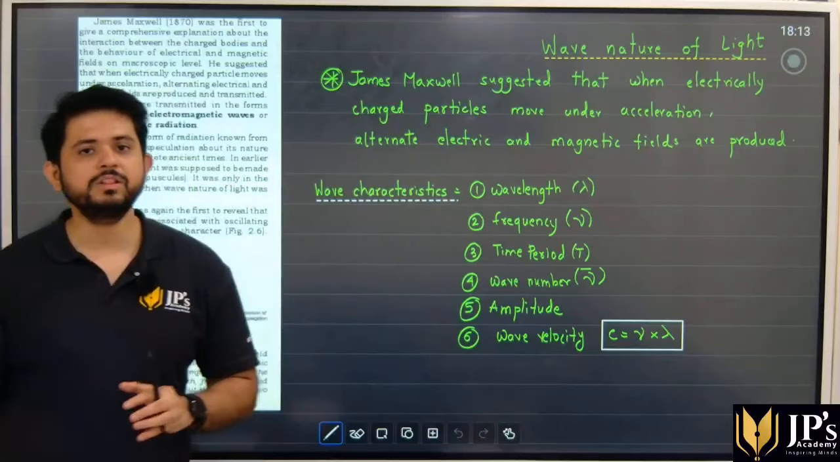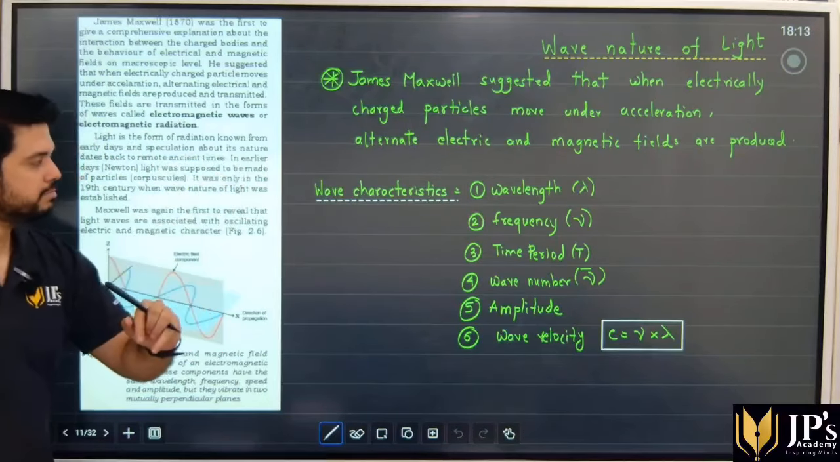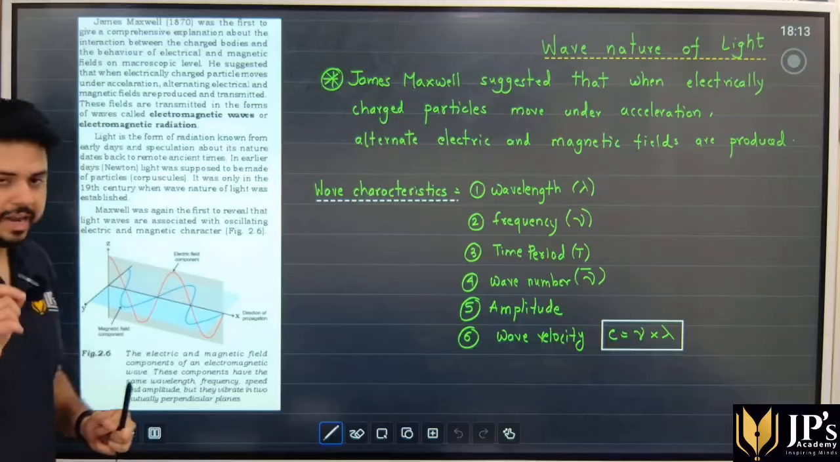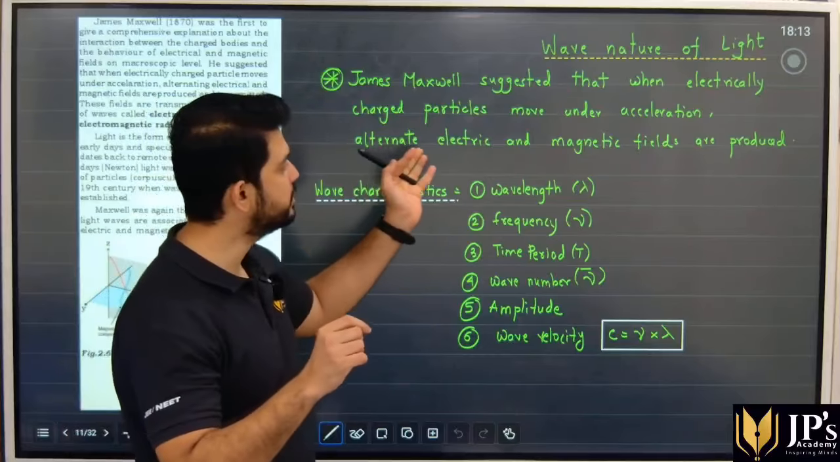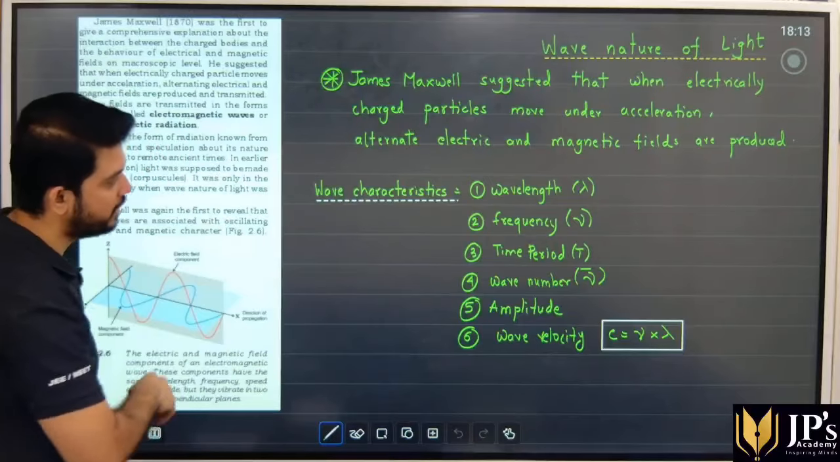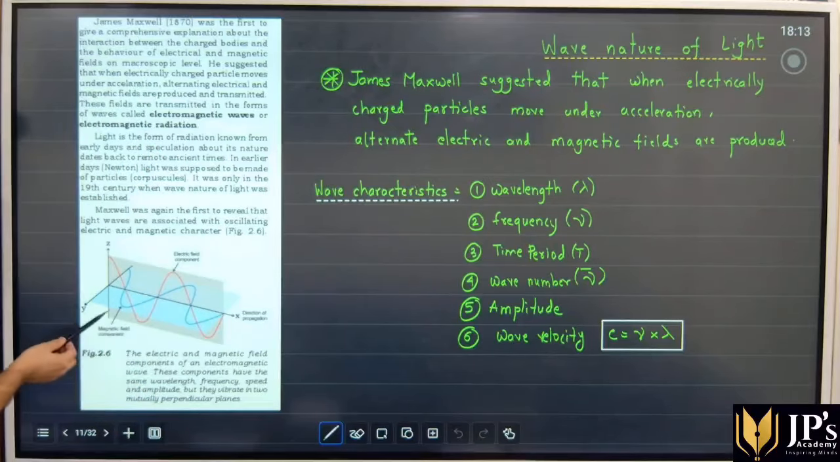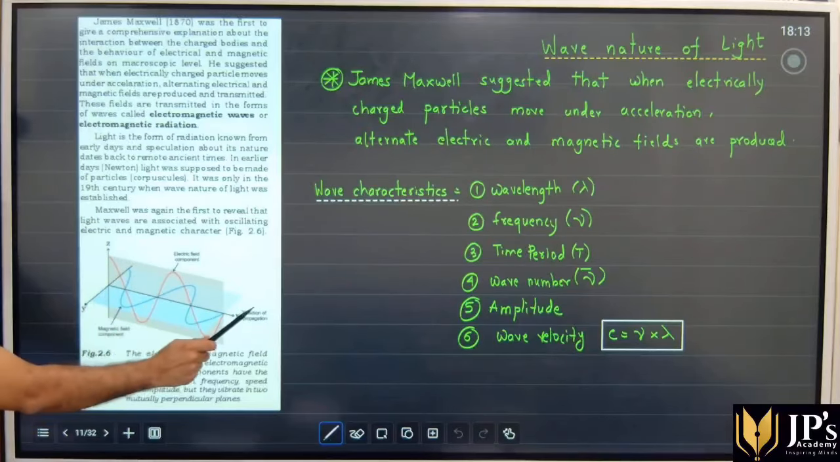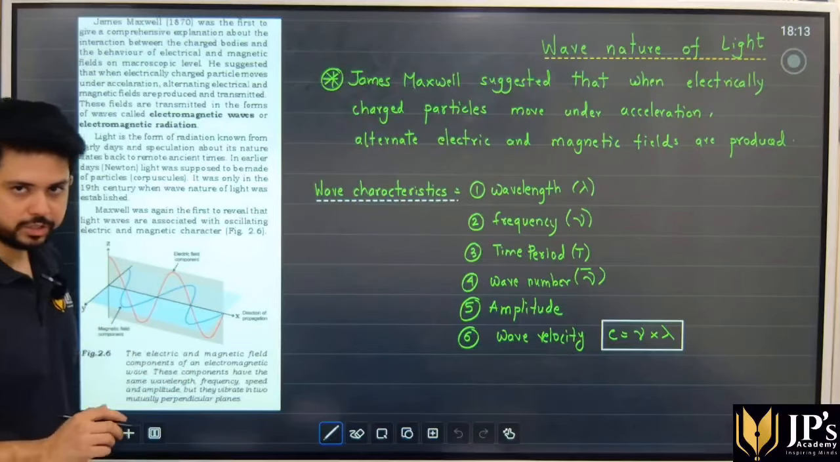Now, let's start with the wave nature of light. James Maxwell also suggested that electrically charged particles which move under acceleration produce alternating electric and magnetic fields. You can see the diagram over here. The electric component and the magnetic component are perpendicular to each other and to the direction of propagation.